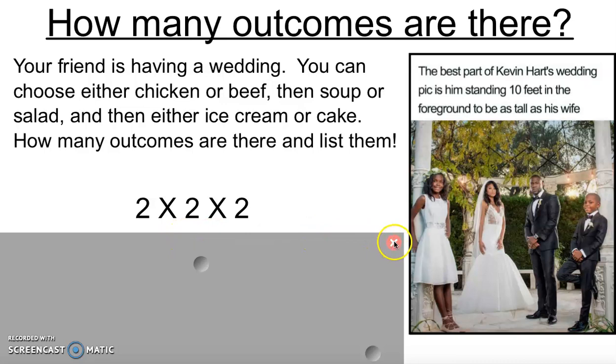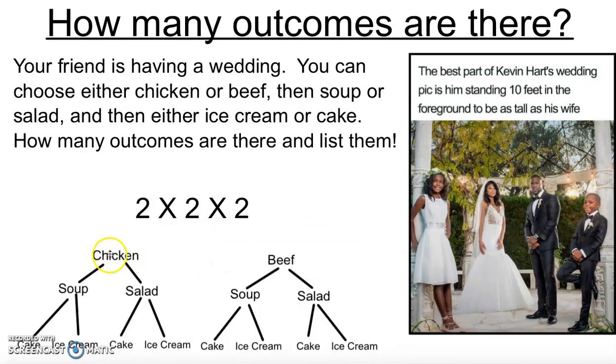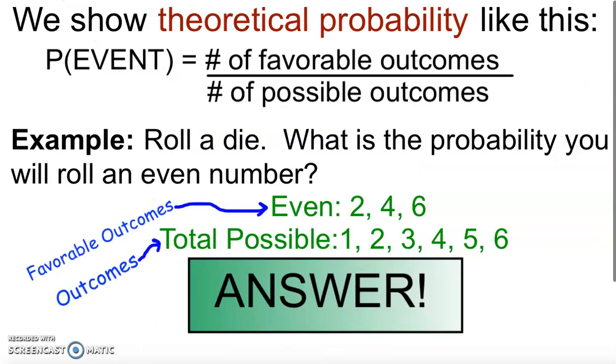Well, let's take a look at them, okay? So you could have chicken, soup, and cake. You could have chicken, soup, and ice cream, chicken, salad, and cake, chicken, salad, and ice cream, beef, soup, and cake, beef, soup, and ice cream, beef, salad, and cake, or beef, salad, and ice cream. So you have 8 possibilities here. So there's 8 outcomes.